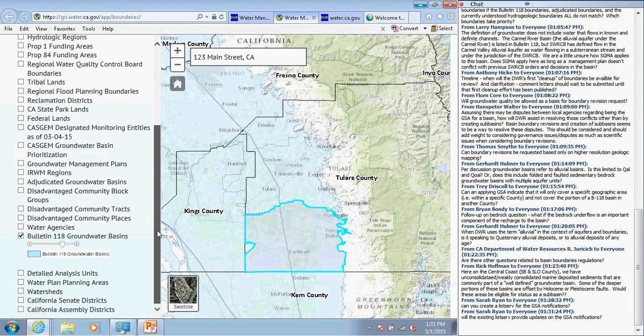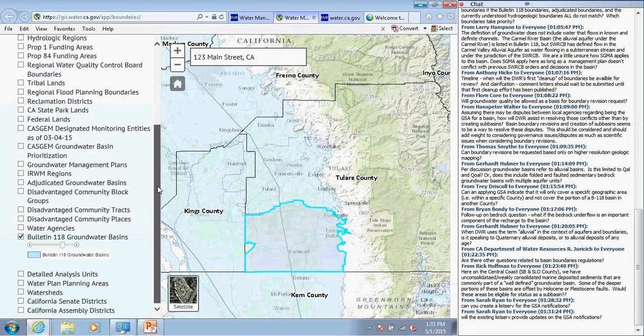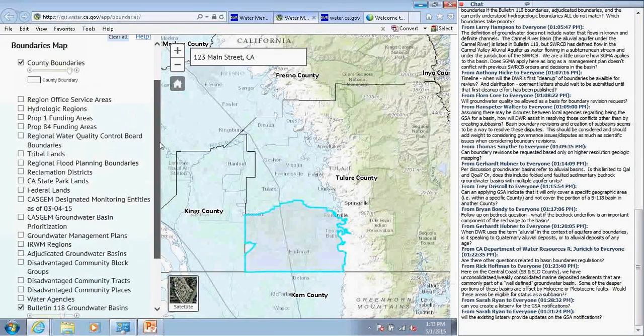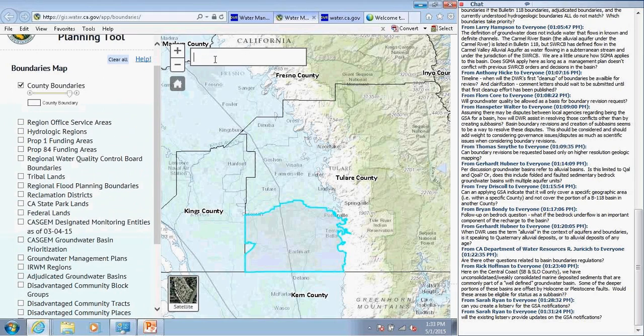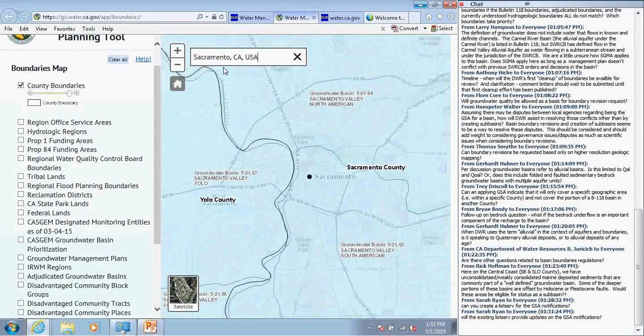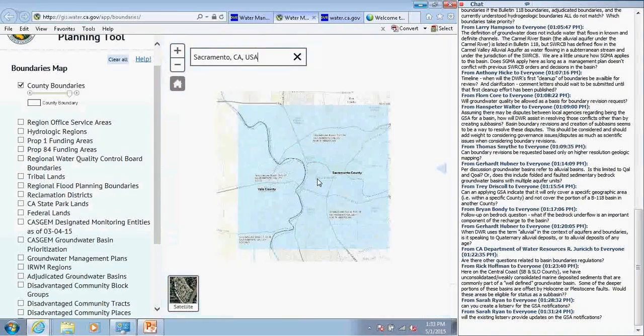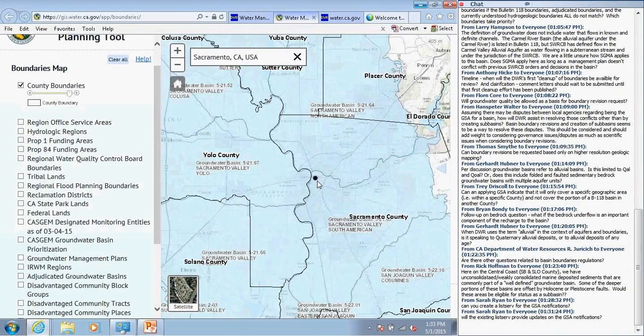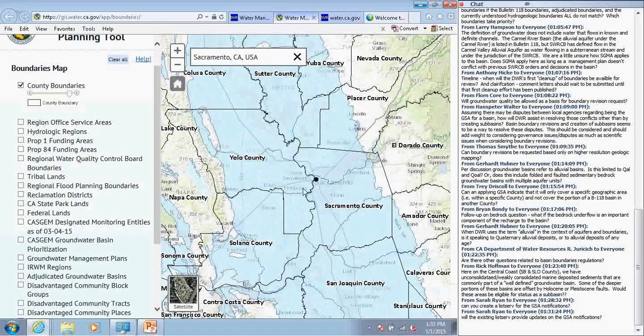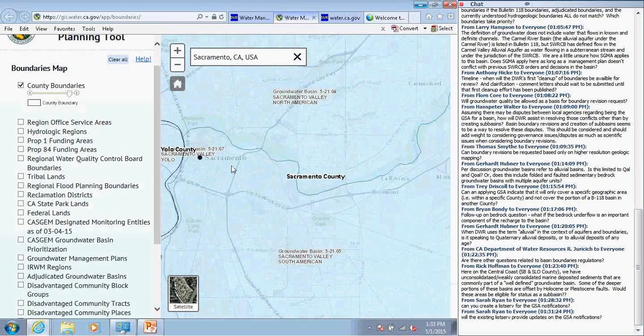There's CASGEM here, and a whole bunch of other DWR-related pieces of information. You can also, there's a search function. Type in your address, it'll zoom you right into your house or water agency, and you can see here's the current boundary, groundwater basin boundaries, and CASGEM boundaries, and all these other boundaries.